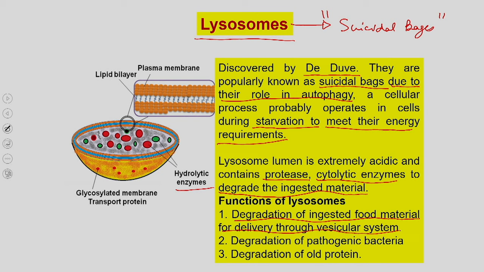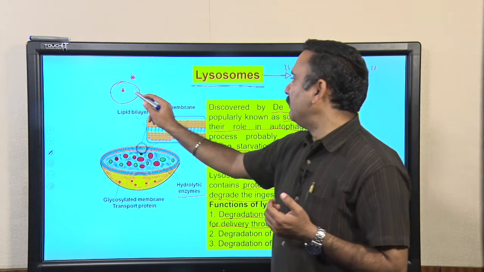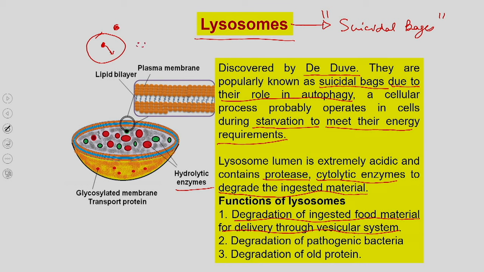If the organism is taking in food material, for example an amoeba, once the food material enters inside the cell, it is of very large size. So, this food material has to be disintegrated into individual biomolecules. That is the function of the lysosomes. The lysosome will take up this food material, and with the help of its proteases and cytolytic enzymes, it will disintegrate it into smaller particles, and these smaller particles are good enough for the cell to use for nutrition.